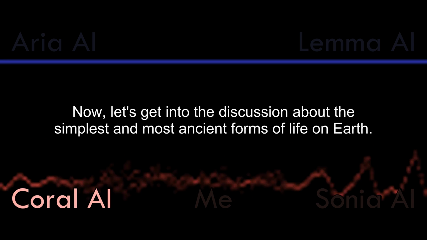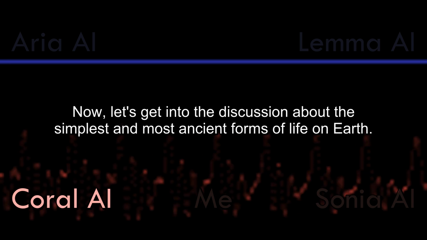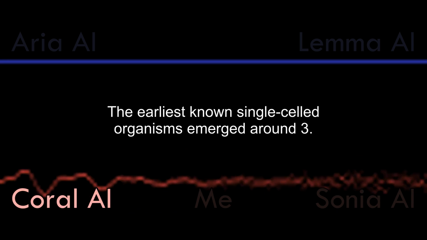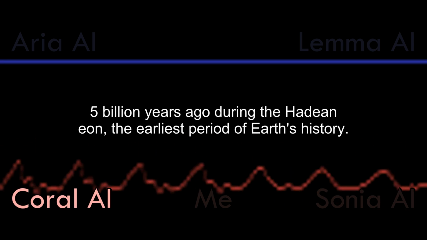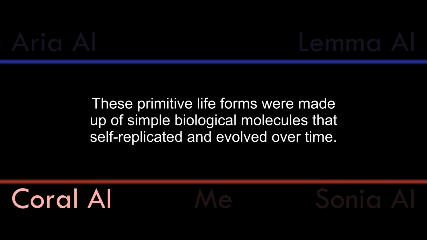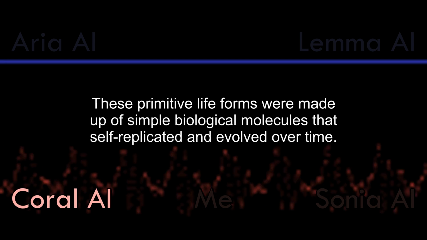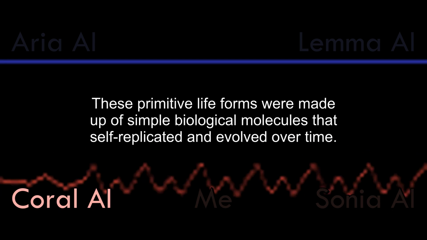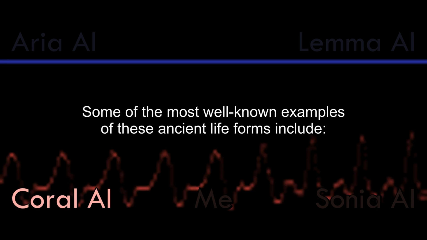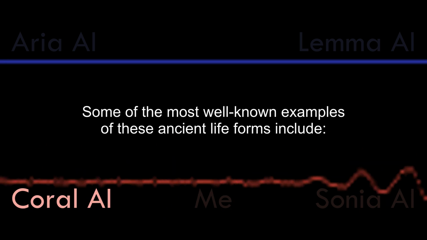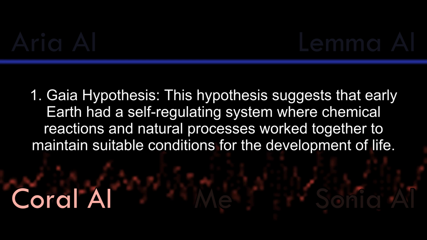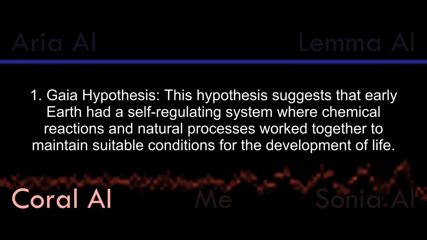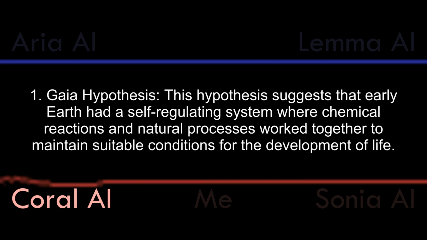Now, let's get into the discussion about the simplest and most ancient forms of life on Earth. The earliest known single-celled organisms emerged around 3.5 billion years ago during the Hadean Eon, the earliest period of Earth's history. These primitive life forms were made up of simple biological molecules that self-replicated and evolved over time. Some of the most well-known examples of these ancient life forms include 1. Gaia hypothesis. This hypothesis suggests that early Earth had a self-regulating system where chemical reactions and natural processes worked together to maintain suitable conditions for the development of life.